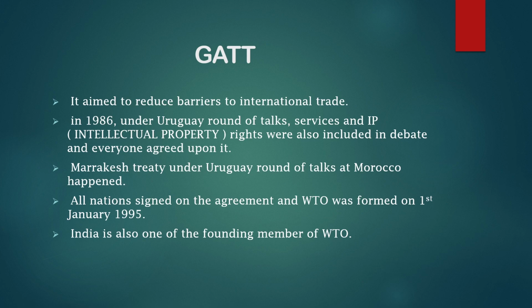GATT. The main aim of GATT is to reduce barriers to international trade. In 1986, under the Uruguay Round of talks, it also included services and IP, that is intellectual property rights, in the debate, and everyone agreed upon it.